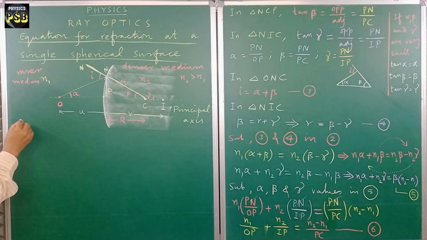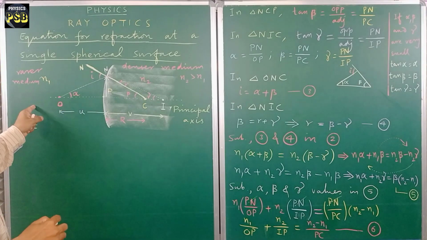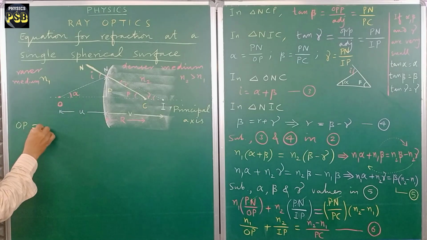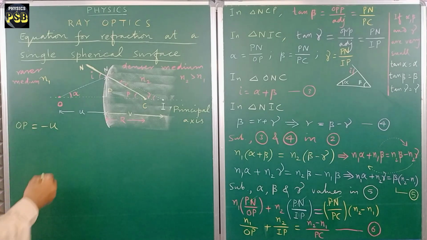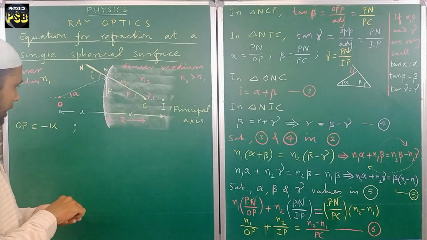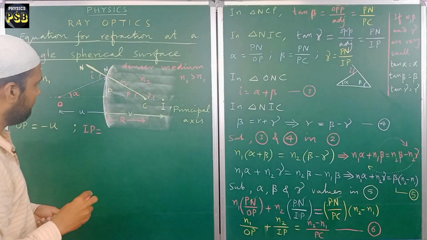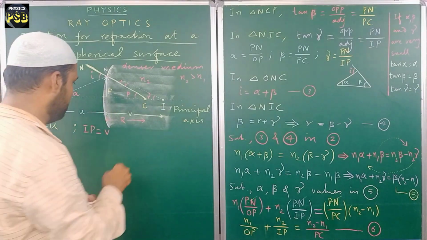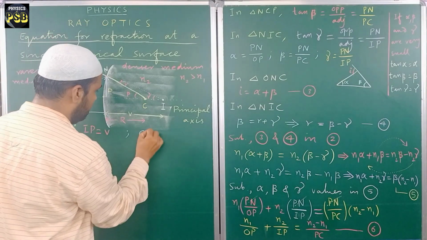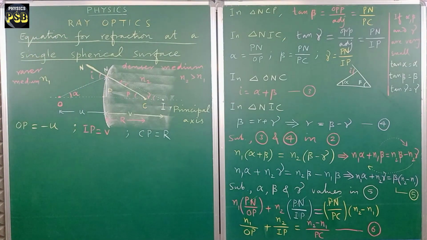So from the diagram, we get the value of OP. OP falls on the left hand side. So by following sign convention, OP is found to be equal to minus U. And IP, from the diagram, is nothing but V. CP is equal to capital R, where R is the radius of curvature. Now I am going to substitute the value of OP, IP and CP in equation number 6.